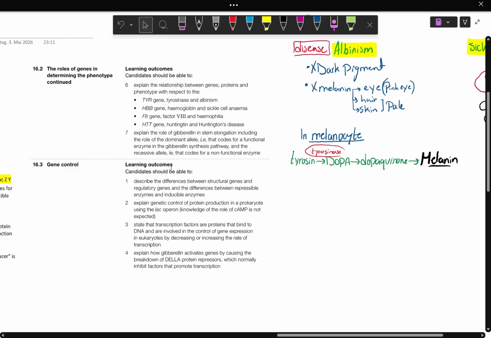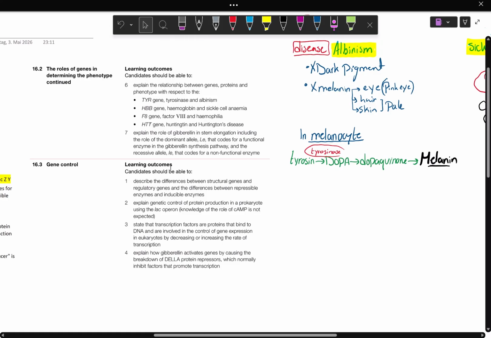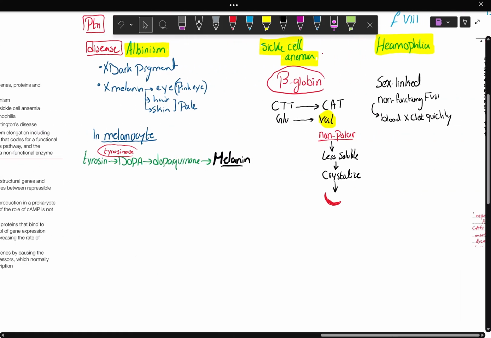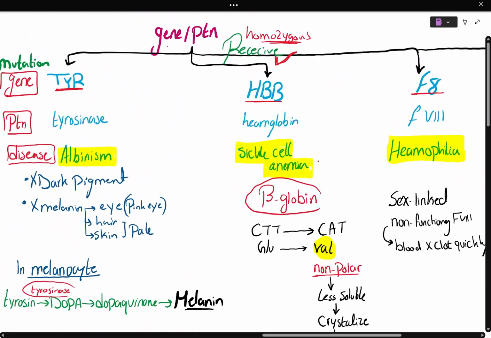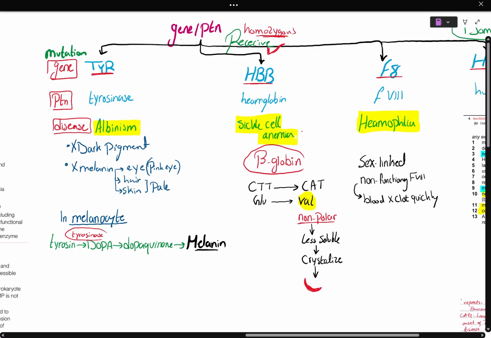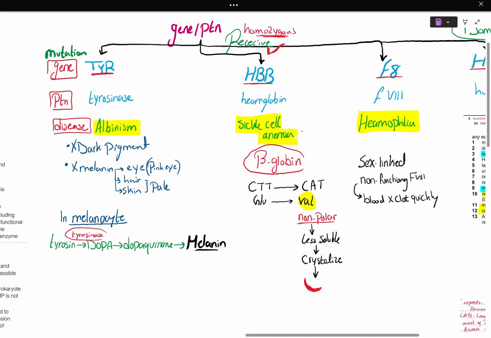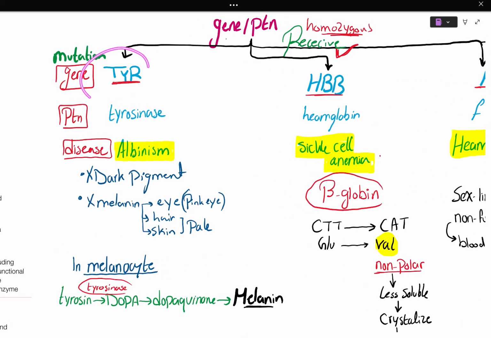Then we're going to take how those genes are controlled. So as I said here, we have 3 genes. Those 3 genes, we're going to take the relationship between the gene and the protein. So of course, a gene codes for a protein. So the first gene we're going to take is the TYR gene.